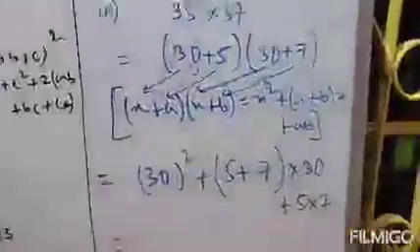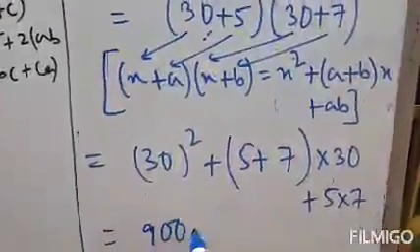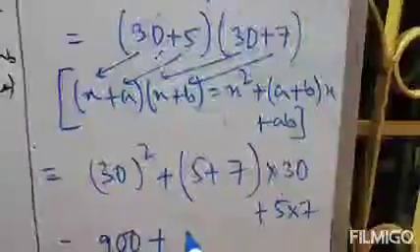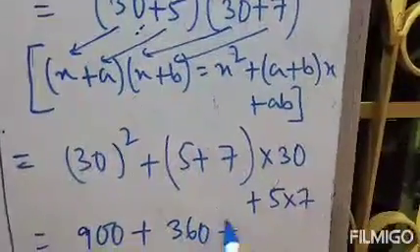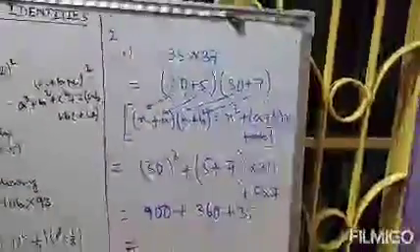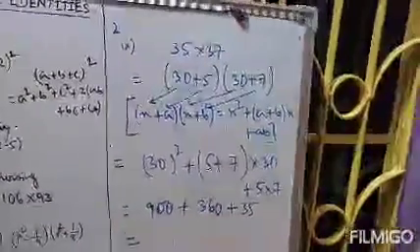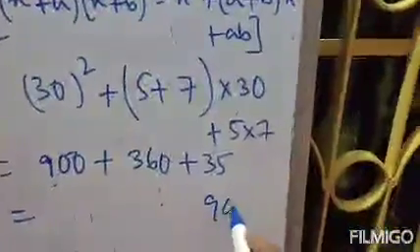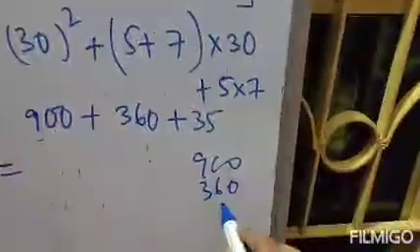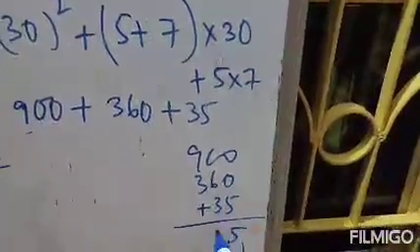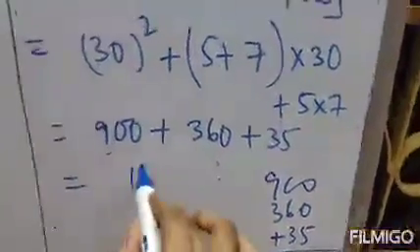Clear? Next, 30 square means 900 plus 5 and 7, 5 and 7 are 12, 12 into 30 means 360, plus 35. Clear? 5 and 7 are 12, 12 into 30 means 360. So just add now. Therefore 900, 360 and 35. So the answer is your 1295. This is your answer.